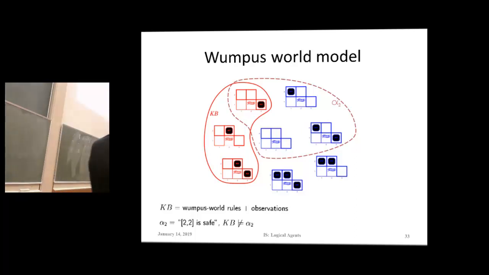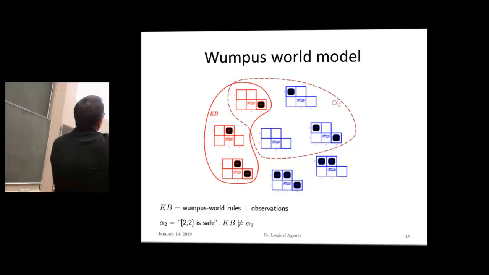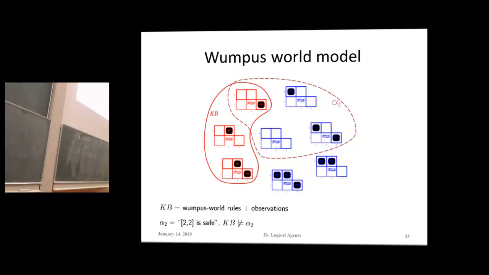Wait a second, now I'm confused. These two models are not in this dotted line. And basically these two models violate the assumption that 2,2 is safe. Yeah? Can you see that? So you have to check for all the statements in which the knowledge base is true, and you have to check whether it's a subset of the set of all the ones where 2,2 is safe.